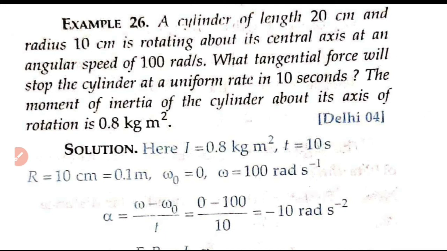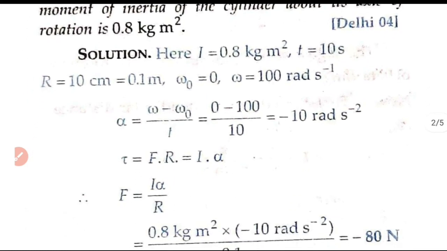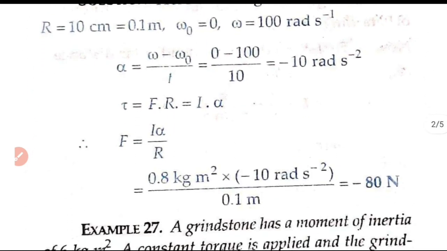We can use the two equations for torque as we stated earlier. Torque tau equal to r cross f. Here also, by the same argument, we have tau equal to r f, that is equal to I alpha. Here I and alpha we have already got. From that we easily get f. F is equal to I alpha by r. Substituting the values, we get f as minus 80 Newton.